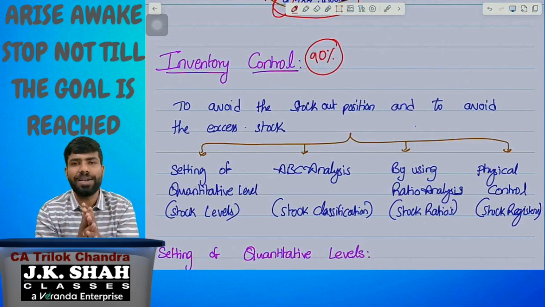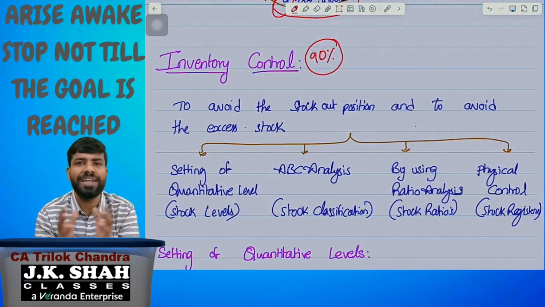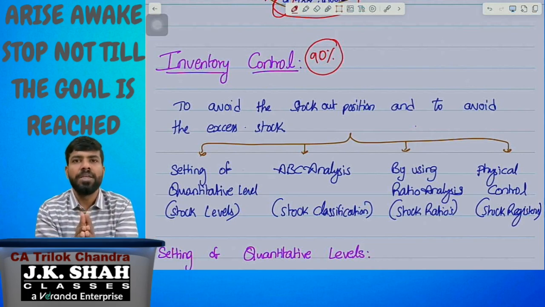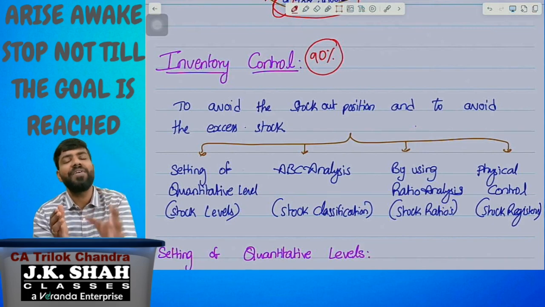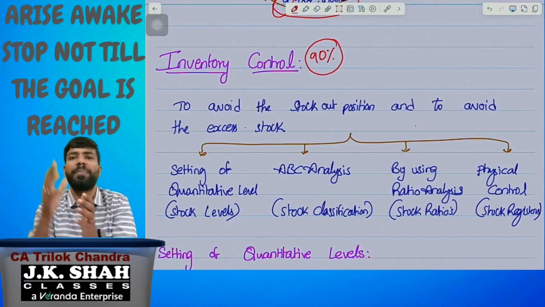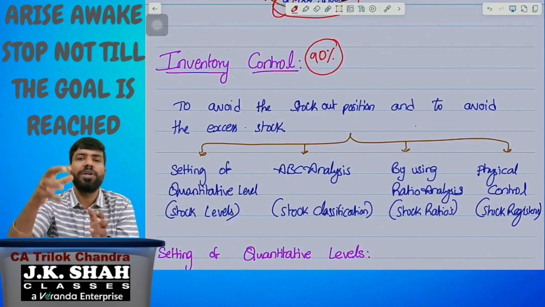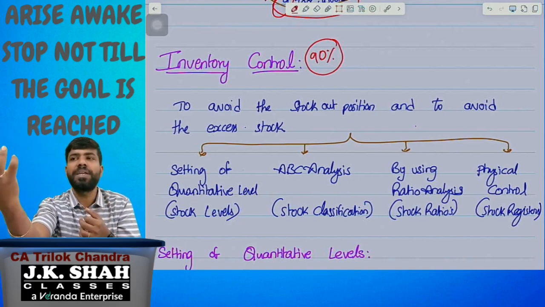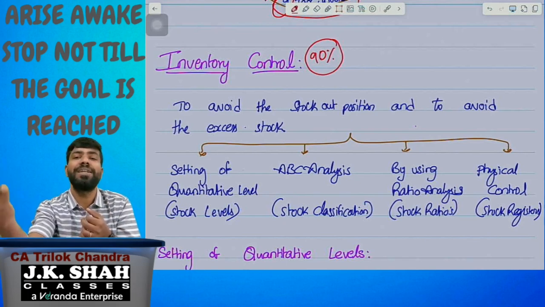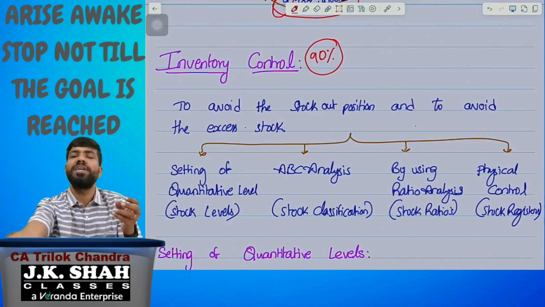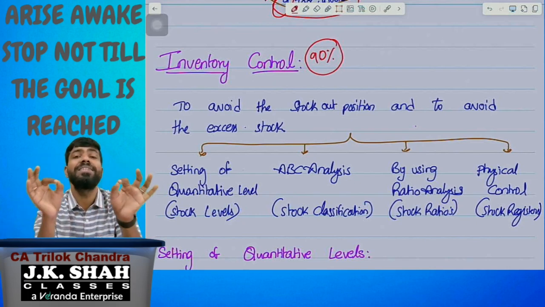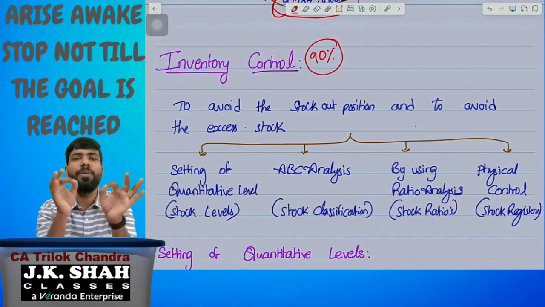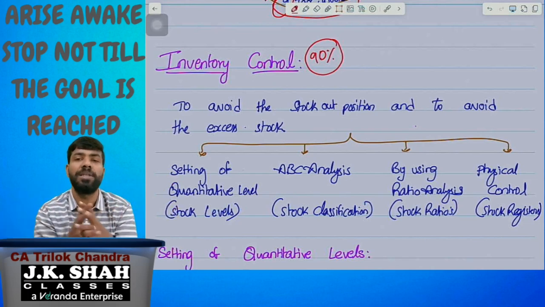When it comes to inventory control, what do you mean by inventory control? Please understand the purpose of inventory control. The purpose is to make the raw material available whenever there is a requirement. Whenever there is a production requirement, the production department will keep issuing the MRN, material requisition note, to the storeroom. Whenever they issue the MRN, they need to supply the raw material immediately. There should not be any stock out position.